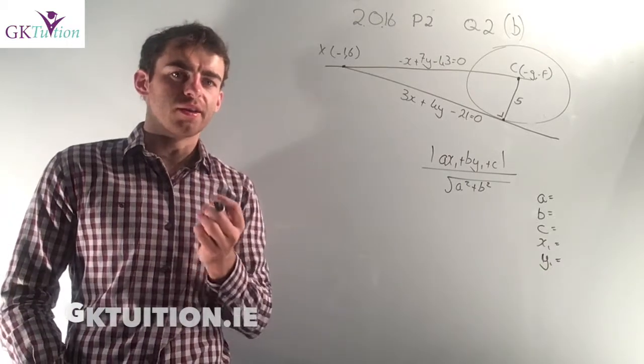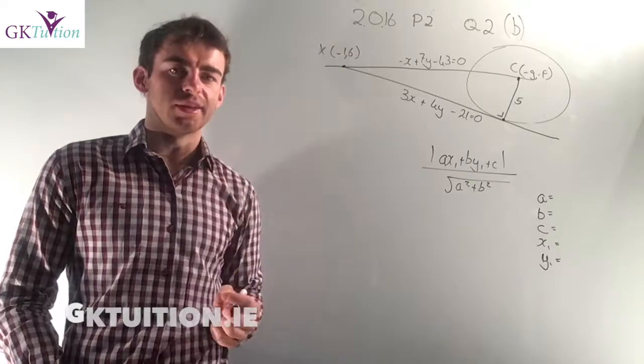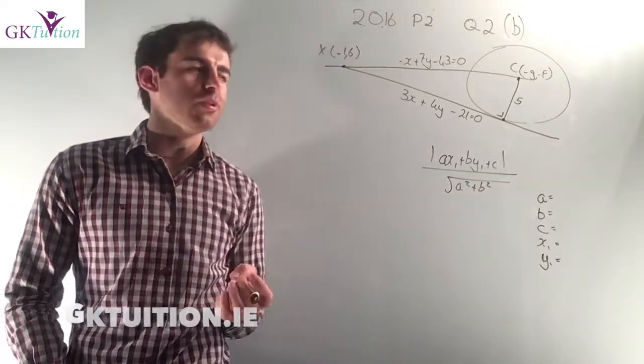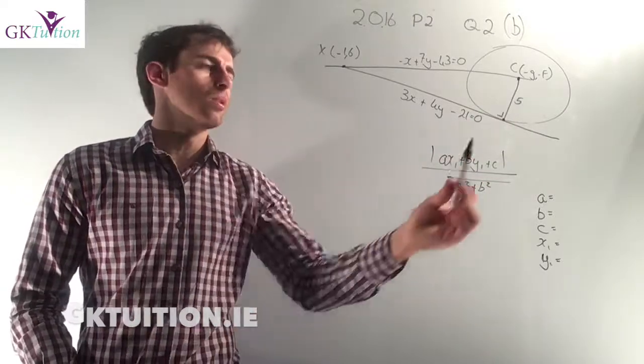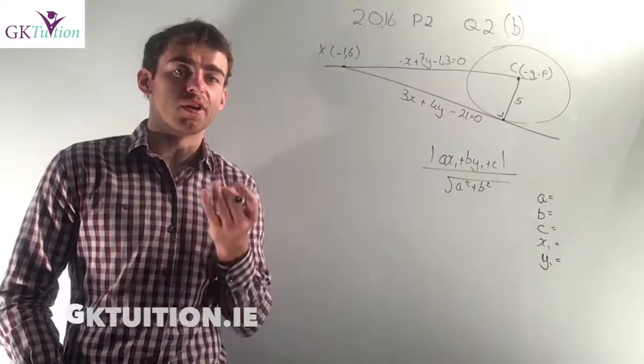Now you should recognize that to find the equation of a circle, I need to know the center and I need to know the radius. Now they've already given me the radius, so actually all I need to do in this question is find the center. So I need to find minus g and minus f. So essentially in this question I've got two unknowns.